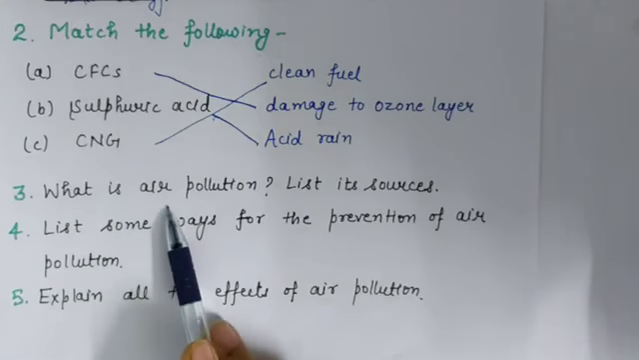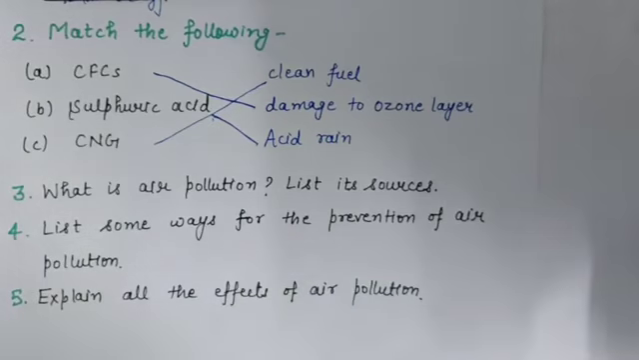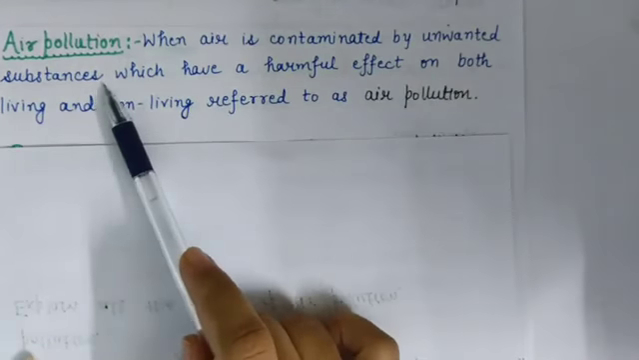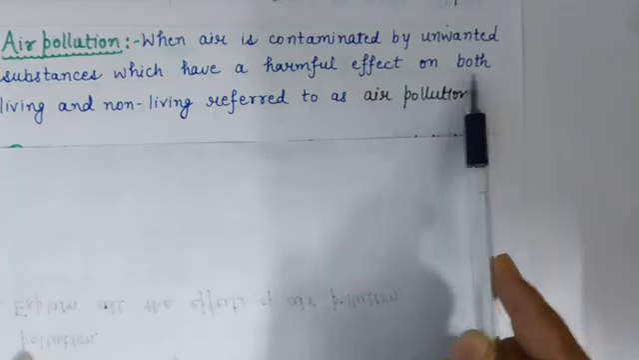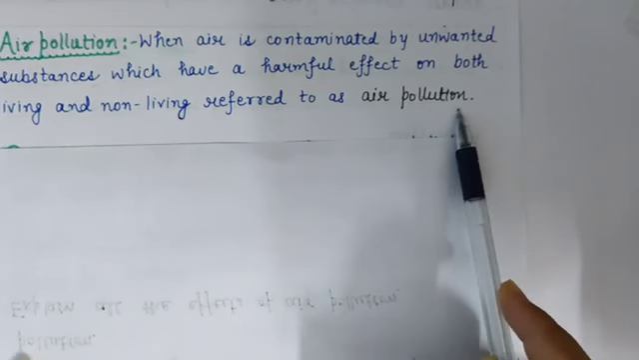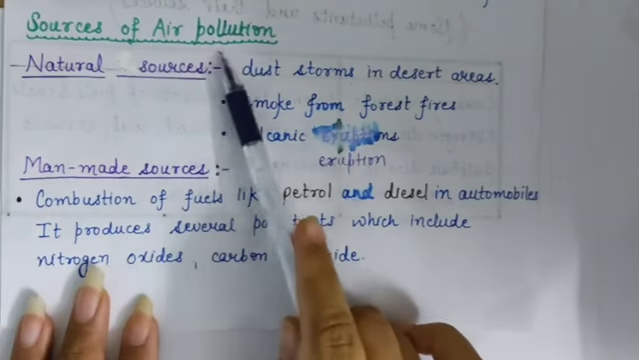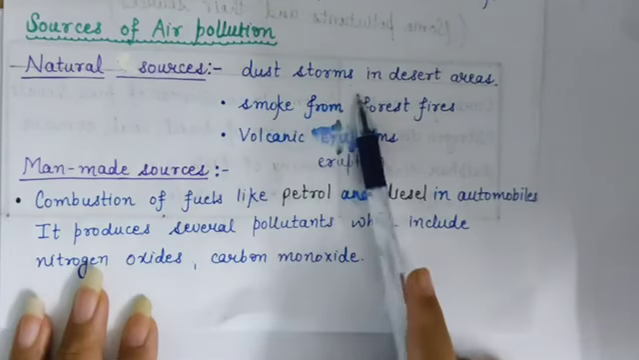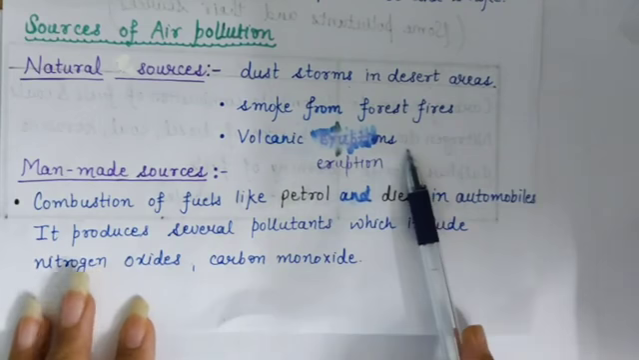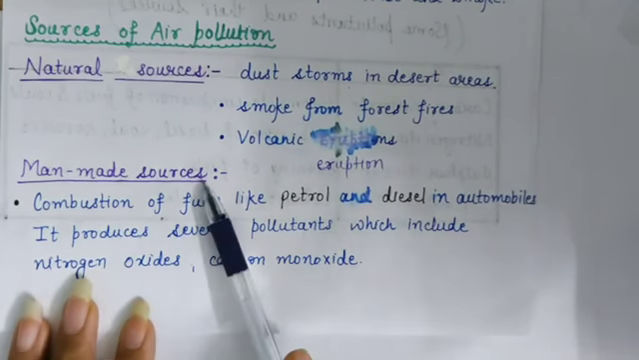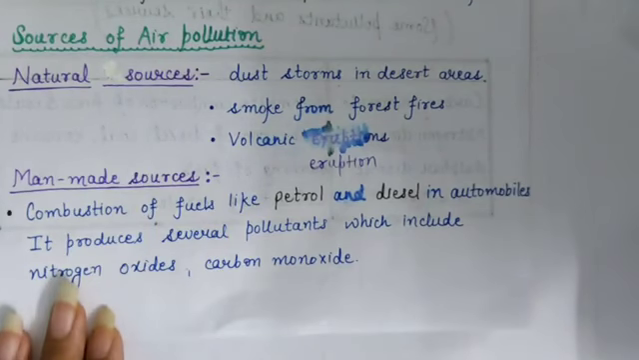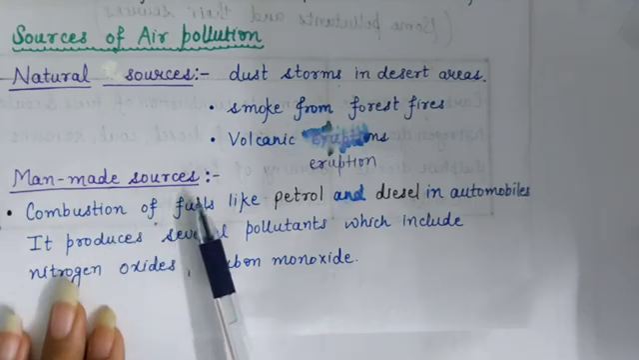Third question is, what is air pollution? List its sources. So answer is, when air is contaminated by unwanted substances which have a harmful effect on both living and non-living, it is referred to as air pollution. Now, what are the sources of air pollution? Sources of air pollution are natural sources like dust storms in desert areas, smoke from forest fires, volcanic eruption. These are some natural sources of air pollution. And then man-made sources like combustion of fossil fuels, burning of fuels, chlorofluorocarbon. These are some man-made sources of air pollution.